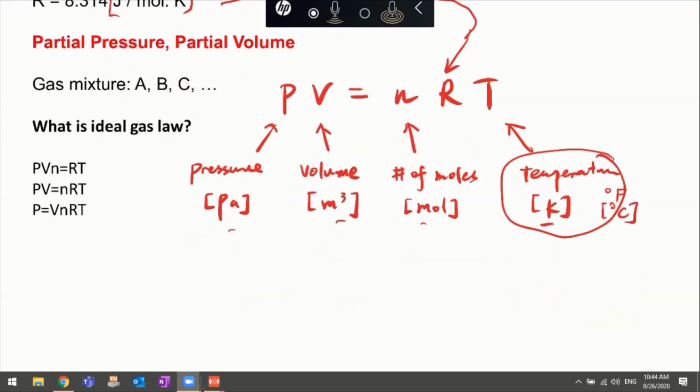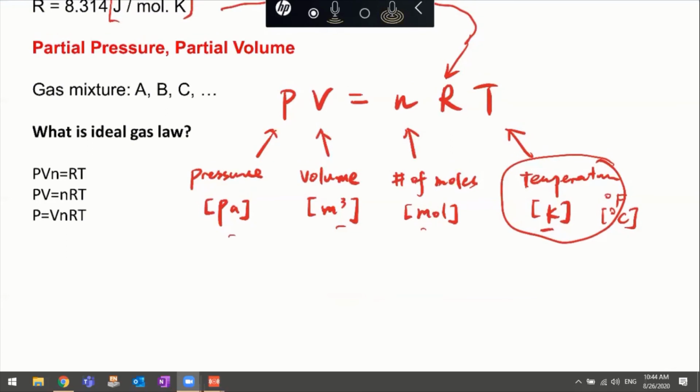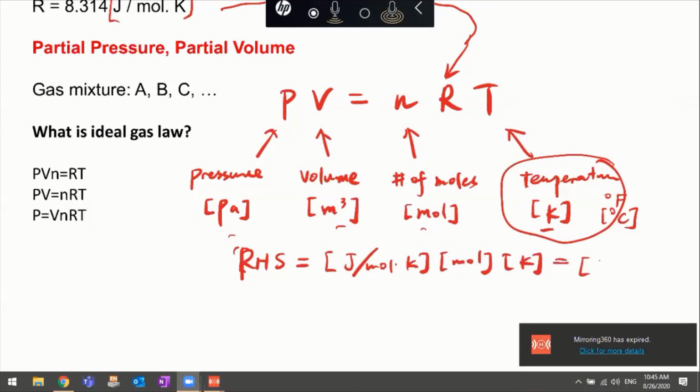So just for a sanity check, to make sure that we're using the correct unit, let's calculate what the unit is. On the right-hand side, the unit is joule per mole K. We're multiplying by number of moles and by K. So finally, we have joule here. On the left-hand side, we have Pascal multiplied by meter cube.